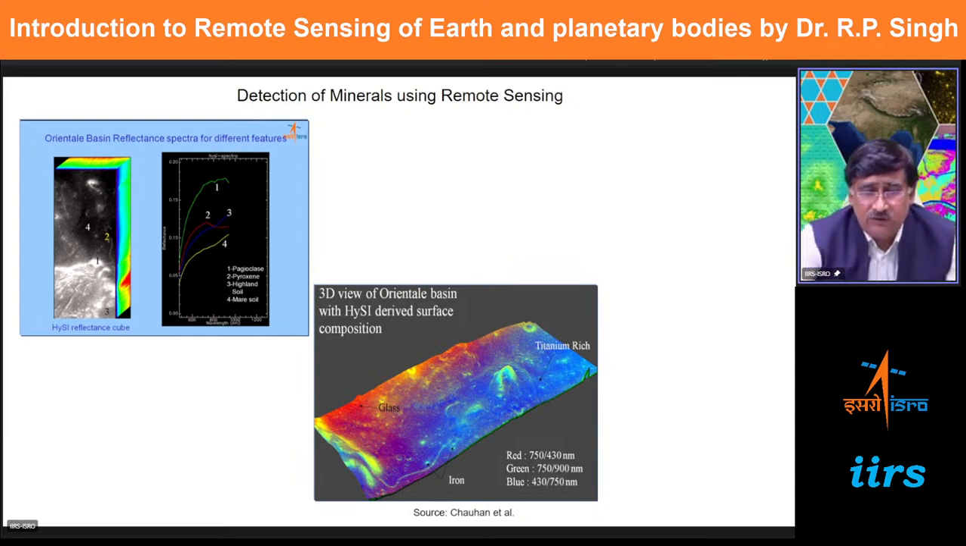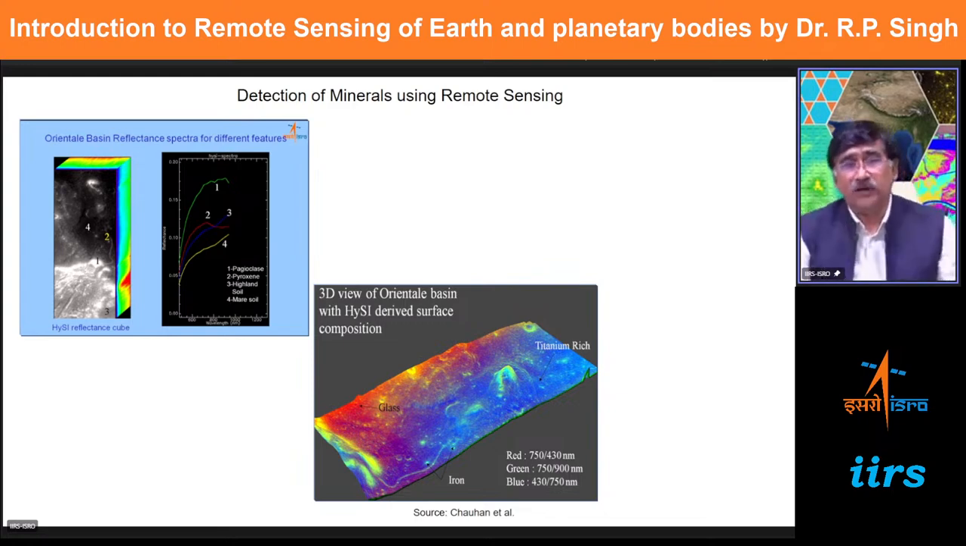For example, the right image, a 3D view of Orientale basin with HySI-derived surface composition, shows that if you give different colors, red to the 750 by 430 nanometer ratio, green to the 750 by 900 nanometer ratio, and blue to the 430 by 750 nanometer ratio, you get this kind of pseudo image. And this image tells you where the iron is, where the titanium-rich surface is, where the glass is. So all this spectroscopic observation, when placed through computer processing and pseudo coloration, lets us know the locations of different surface characteristics and minerals.